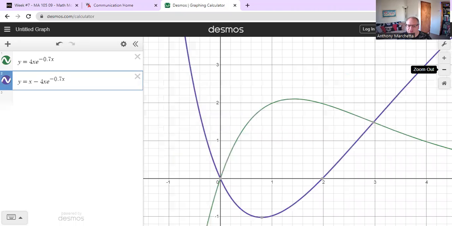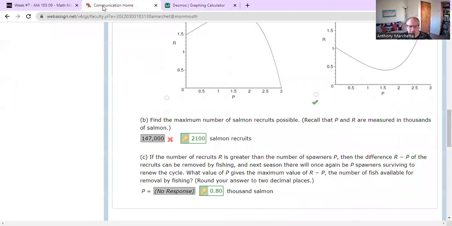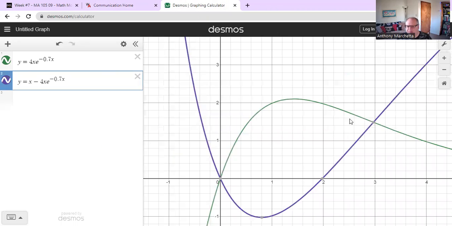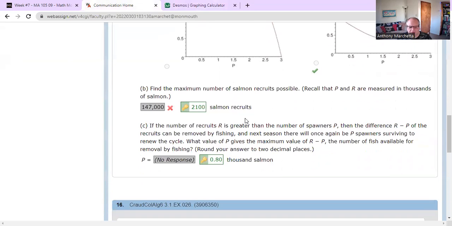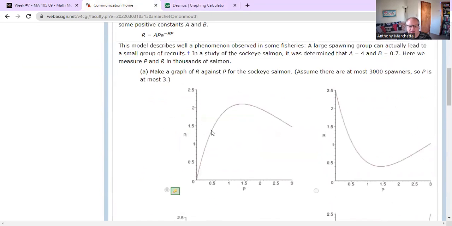Let's zoom out a little bit. You have a new function. As you can see, it crosses through in 2 places. Here's where it crosses. Let's see if that's our solution. Does that make sense? 0.80 thousand salmon. See, the question is actually asking, what value of P gives the maximum value of R minus P, the number of fish available? R minus P.